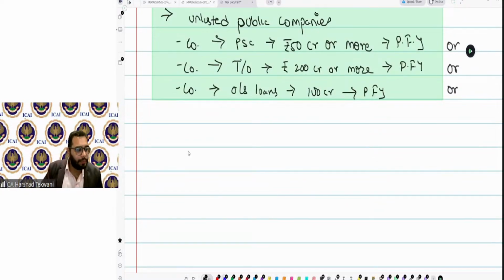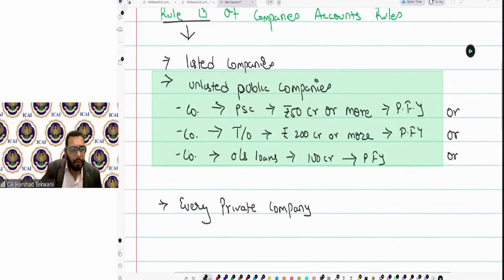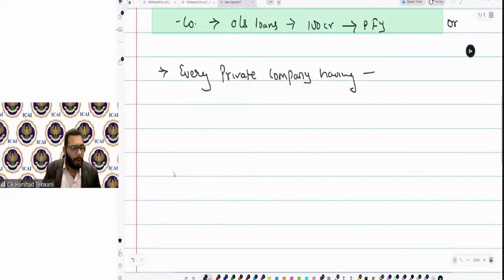Now, third is every private company, but again subject to certain conditions. Number one, turnover: a company having turnover of more than 200 crore rupees during the preceding financial year.